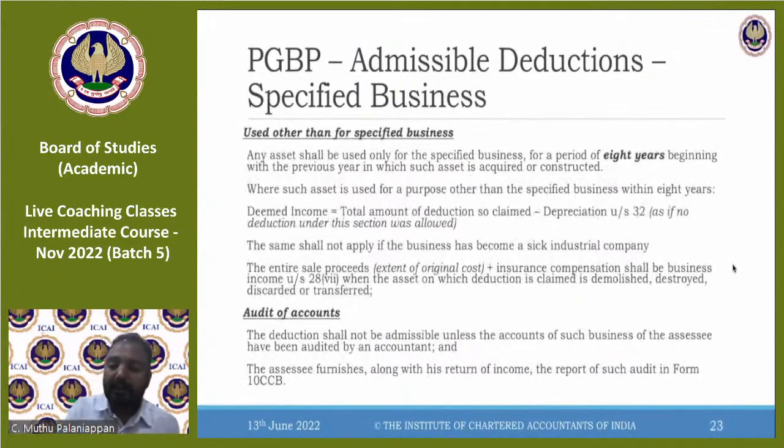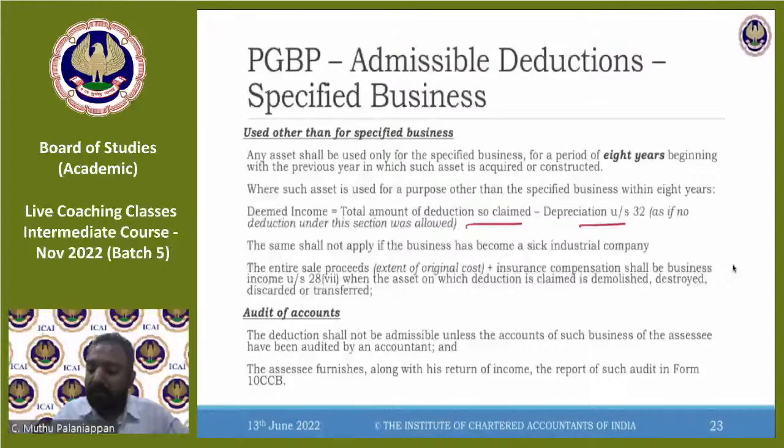So other points relating to the specified business: if the asset is used and claimed as deduction under 35AD, it must be used for a period of 8 years beginning with the previous year in which the asset is acquired. So from the year of acquisition, it should be used for 8 years. But if it is used for some other purposes within 8 years, then the deemed income under section 28 will be the total amount of deduction so claimed minus depreciation under section 32 as if the deduction was not provided. So that's what it is about.